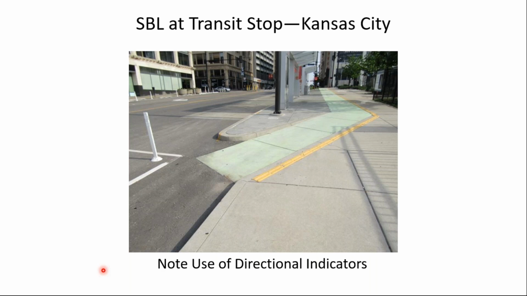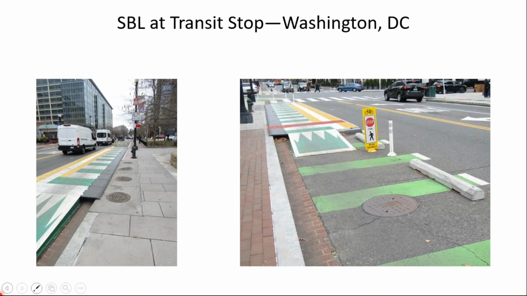Here's one in Kansas City. You can see the bike lane here on the left, and then it ramps up to sidewalk level here, and then is next to the sidewalk. So notice they've used the directional indicators here so that the visually impaired will know where the sidewalk is and not venture into the bike lane. This is Washington, D.C. In this case, notice here's the potential conflict between the bike lane and transit users who may be waiting to or boarding the transit vehicle.